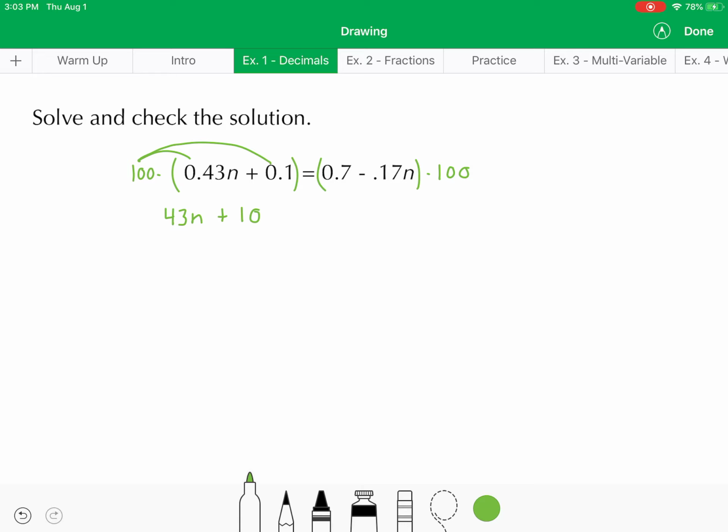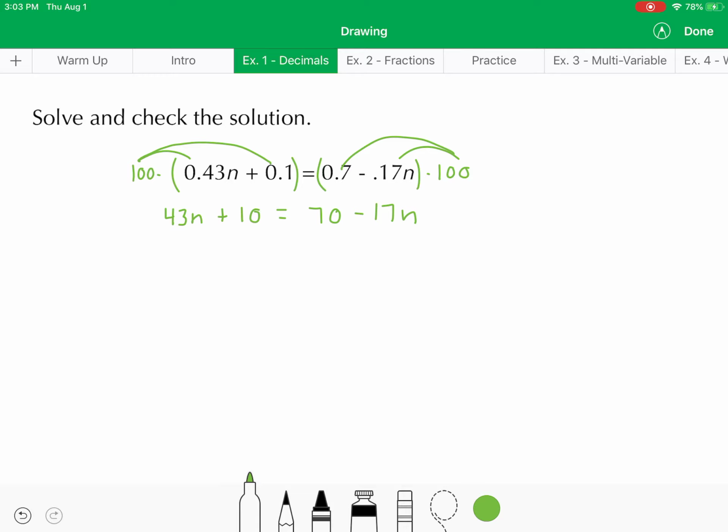Or on the right side here, distribute the 100. 0.7, that's 7/10 times 100 will give you 70. And then negative 0.17n times 100, or 17 hundredths times 100 is going to give you minus 17n. Once we're here, I think everybody's going to be a lot more comfortable with how to proceed.